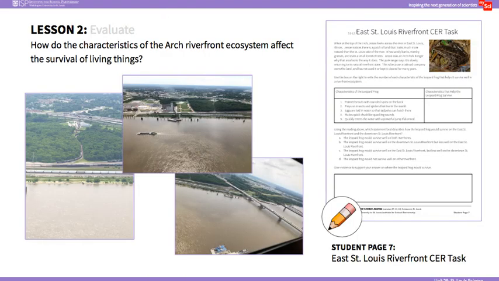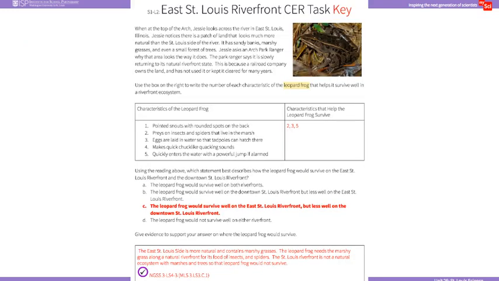To assess student learning, students will be given a scenario about a leopard frog. They'll read through the scenario and data about leopard frogs, and then they're going to be posed with a question. Based on the characteristics of this leopard frog, would it survive well on the east side riverfront of the Mississippi River? Students will make a claim and then support that claim with evidence they found in the reading.